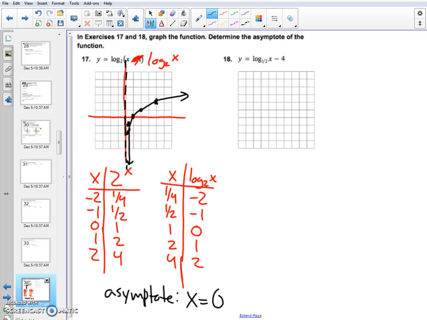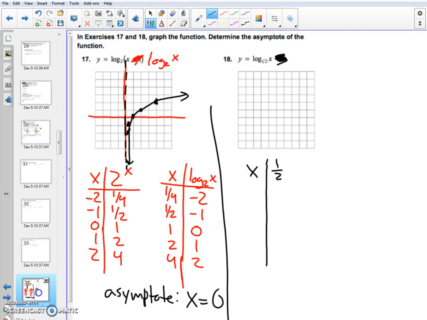All right, so I'm also going to change this one here. So I'm going to get rid of the transformation. So we just have log base 1/2 of x, and we're going to start that the same way. So first thing I want to do is look at a table for my base to the power of x. So here my base is 1/2. So I'm going to do the table for 1/2 to the x.